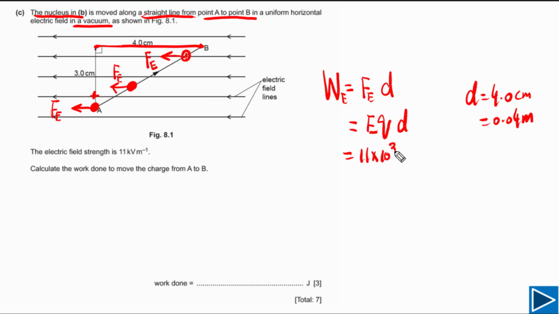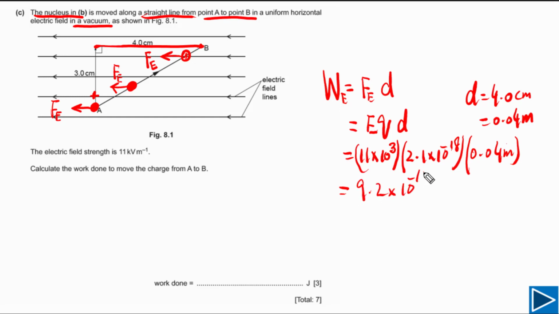The value of E is already given, 11 times 10 to the 3 volts per meter. The value of Q we have already calculated in part B, which was 2.1 times 10 to the negative 18 coulombs. And the distance is 0.04 meters. If we multiply all of these, our final answer will be 9.2 times 10 to the negative 16 joules.